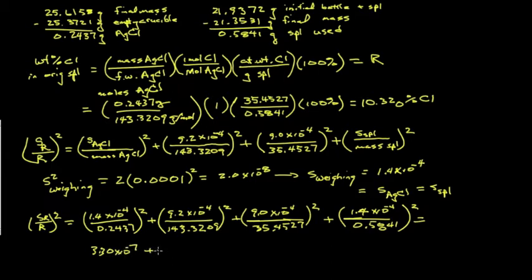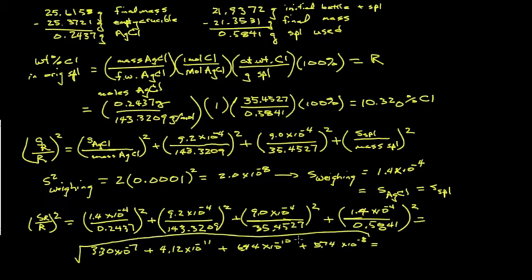The next term is much smaller, 4.12 times 10 to the minus 11. So this is really negligible compared to the first. Just as we might have guessed, the next term is 6.44 times 10 to the minus 10. Once again, pretty much negligible. And the final term, 5.74 times 10 to the minus 8. If we take the square root of this sum, we can go right to the relative error. And I get for that 6.2 times 10 to the minus 4.